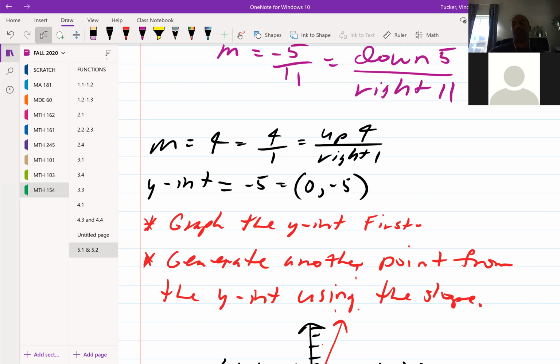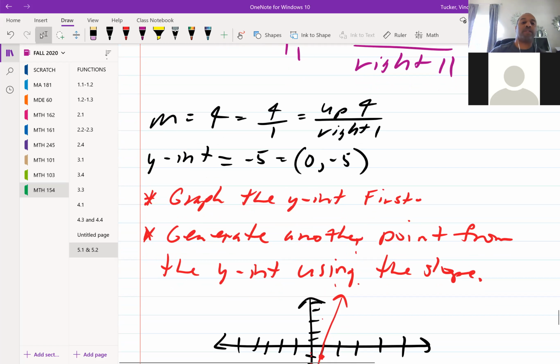So to graph using your slopes, the first thing you would do is graph your y-intercept. You graph your y-intercept first. And then from there, you generate another point from the y-intercept using your slope. So don't forget your slope is not a point. So you don't go back to your origin with that slope. Your slope is just instructions on how you can generate another point from the y-intercept.